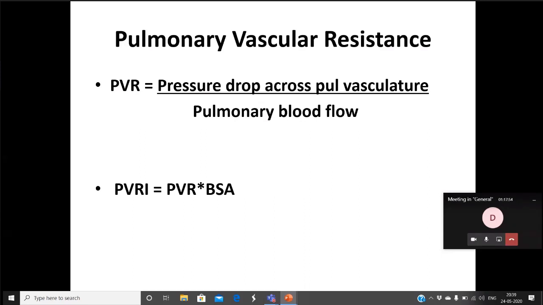Very good. Pulmonary vascular resistance index is calculated from the formula: pulmonary vascular resistance multiplied by body surface area. Here is one situation where, when you calculate the index, you multiply it with body surface area. In all other situations, when you are calculating the index, you actually divide the value by the body surface area. Here you multiply it with the body surface area.